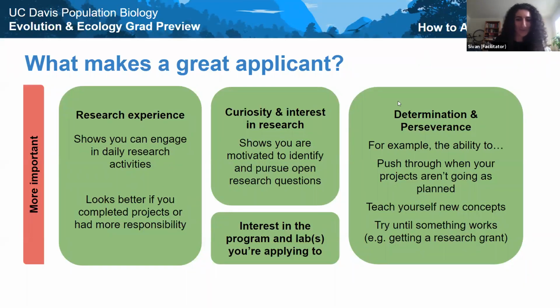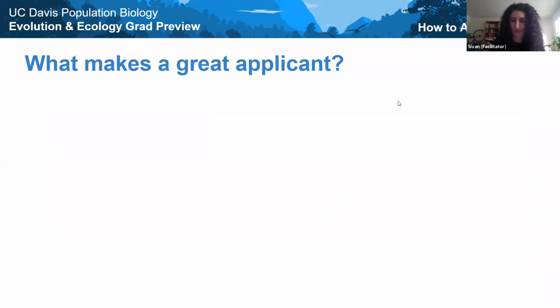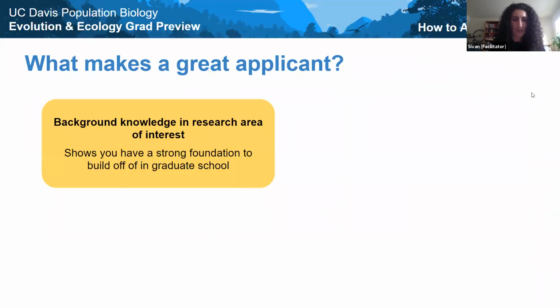Okay, so now we're going to talk about the next tier of qualities that people looking at your applications will look for. So first, there's background knowledge in the research area that you're interested in. It's important to have this because it shows you have a strong foundation to build off of in graduate school. And generally, people gain this knowledge through coursework or having some research experience in this area. And research area could be as broad as ecology and evolution or more focused. So if you want to work on some mathematical modeling in grad school, it helps to have taken some math courses or worked with that before.